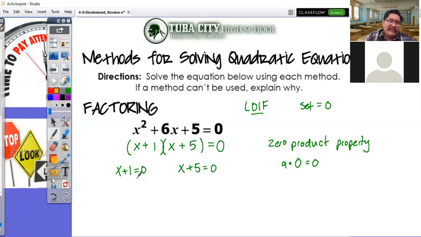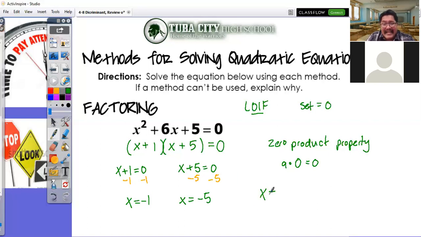From here, I'm going to solve them using some basic algebra. And while I'm at it, I'm going to do both of them at the same time. So I'm going to subtract whatever I need to get it equal to 0. In this case, there's our first solution, -1. And then we have our second solution, which would be -5. And there we go, those are the solutions.